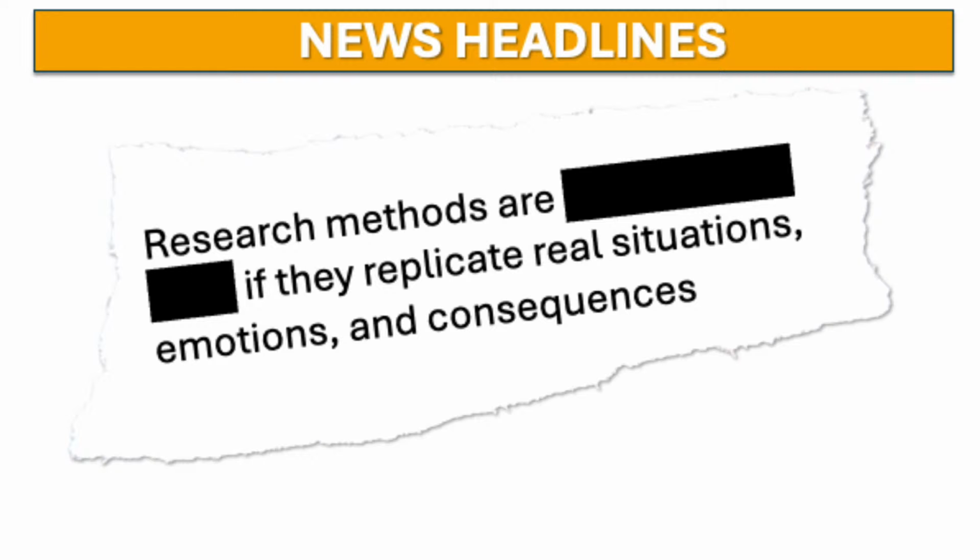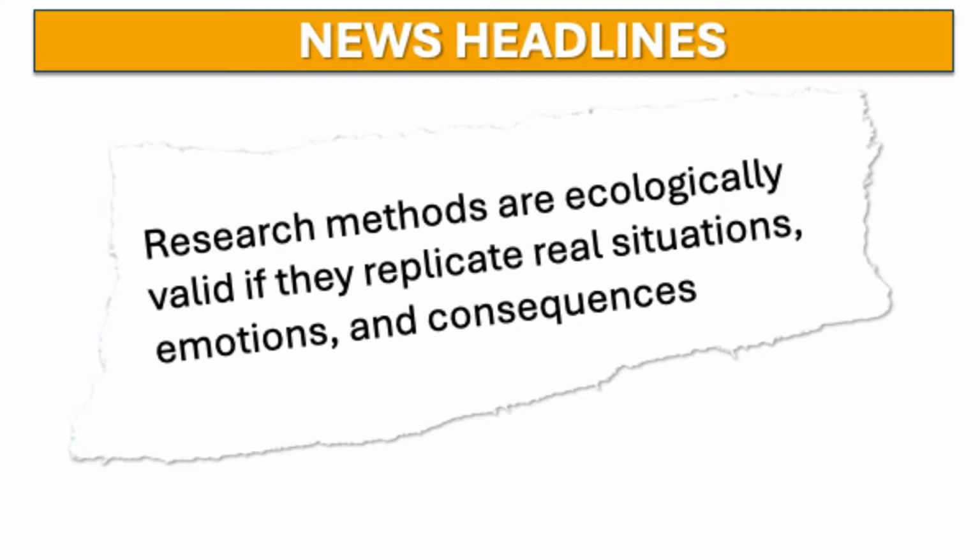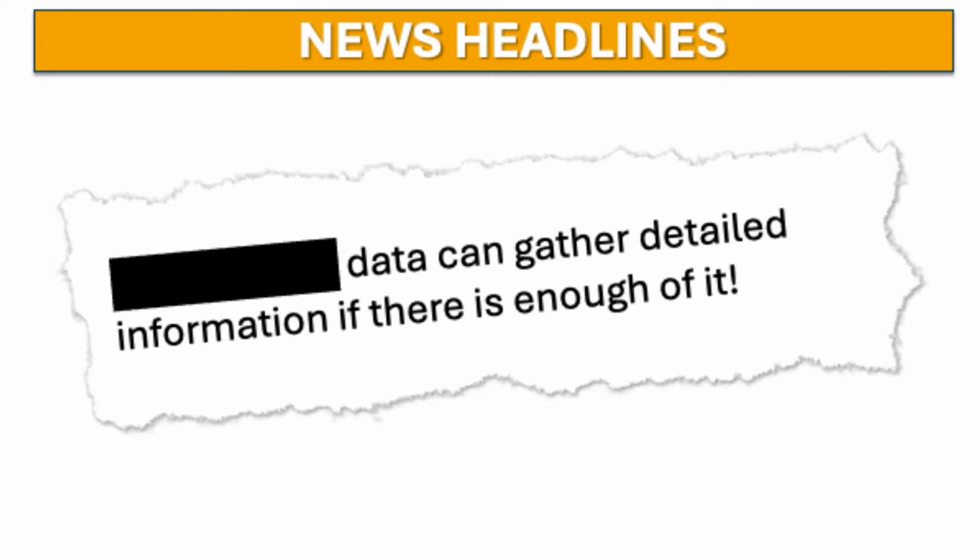Externally valid, ecologically valid, fantastic, either would work. Ecologically valid is what we were looking for. Ecological validity is, of course, a type of external validity. Fantastic, let's have a look at another one. So something, just one word, data, can gather detailed information if there is enough of it. So if we gather enough data, it can be considered detailed.